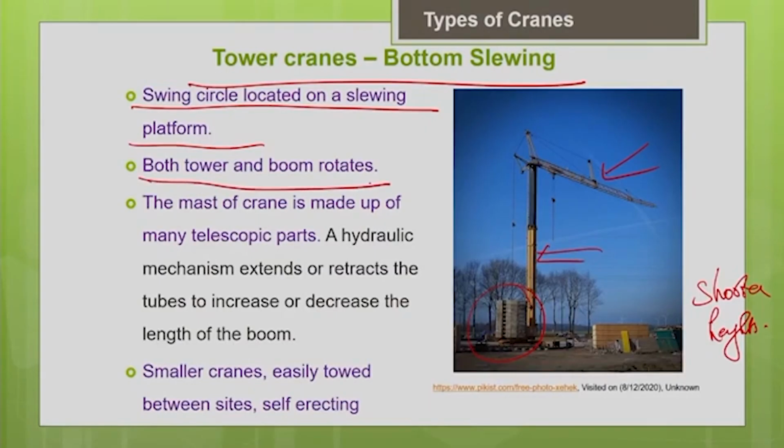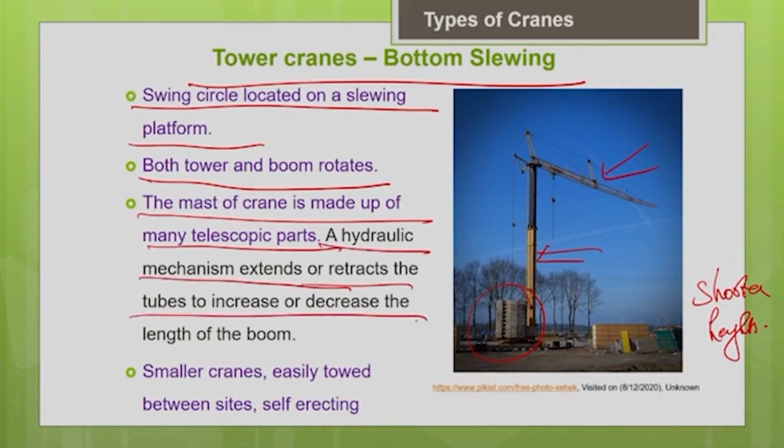In this case, both the tower and the boom rotate. The mast of the crane is made up of many telescopic parts. A telescopic model is also available, with hydraulic jack mechanism. You can either extend or retract the tubes to increase or decrease the length of the boom, as we discussed earlier for the telescopic boom crane, the same way.